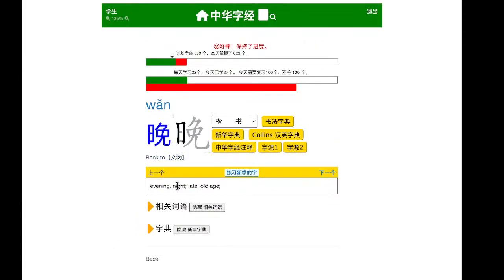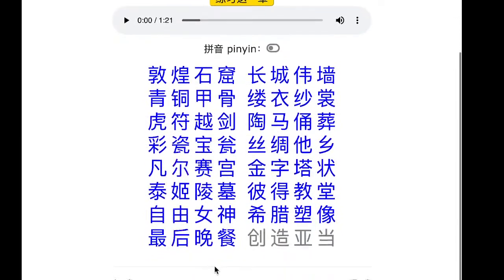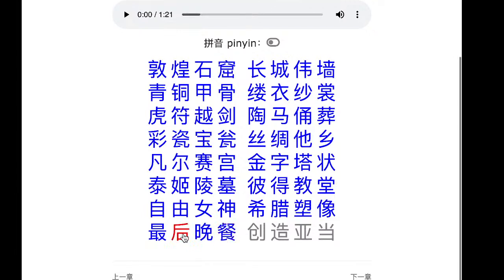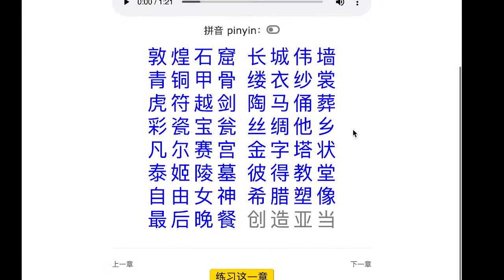晚 is evening or night or late or old age. And 餐 is a meal or to eat food. 最后晚餐 then is the last supper. The painting, which I'm sure you're familiar with, by Da Vinci. Unless I'm wrong about that, which would be really embarrassing.